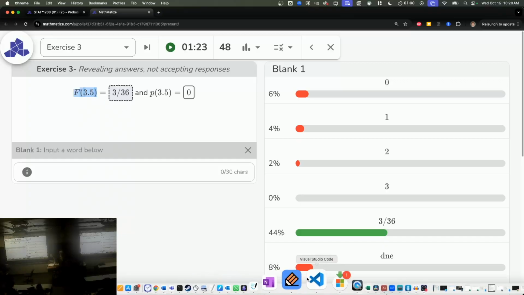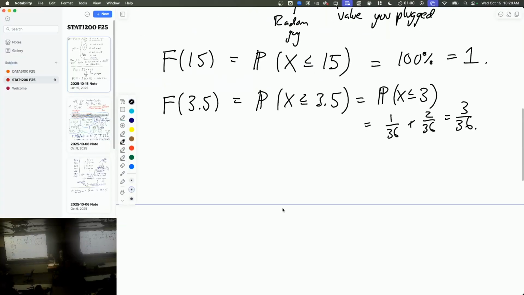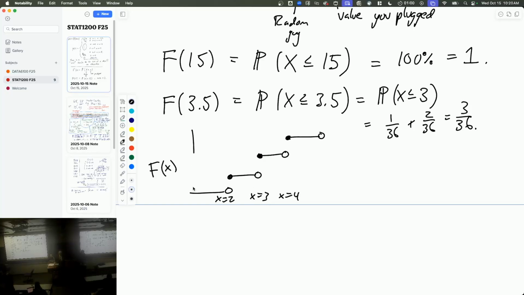Let me draw a little graph of f. You might have seen it before. It looks kind of like this. So it has these little circles and dots. So this is what the function f of x looks like. This is x equals 2, I guess. X equals 3, x equals 4. It's one of those functions you would see in calculus class.